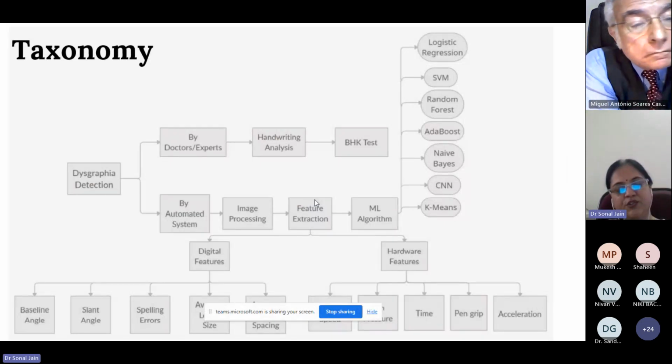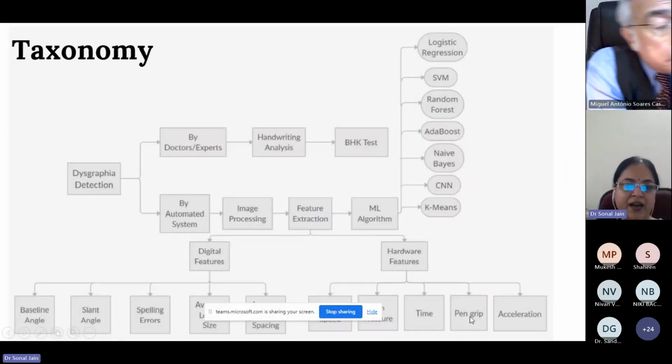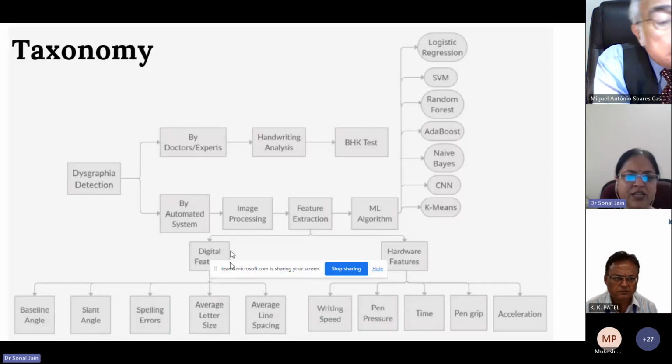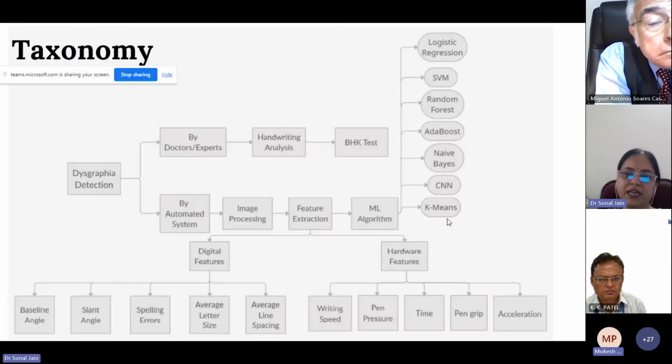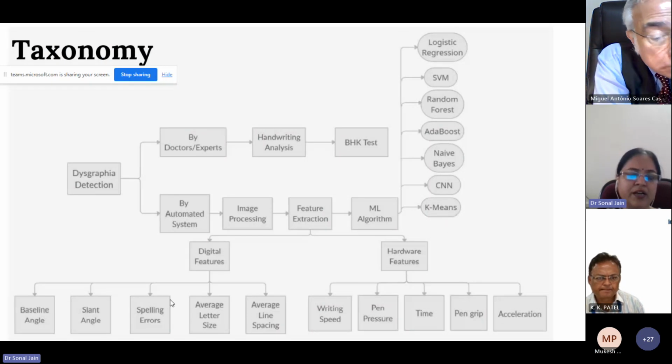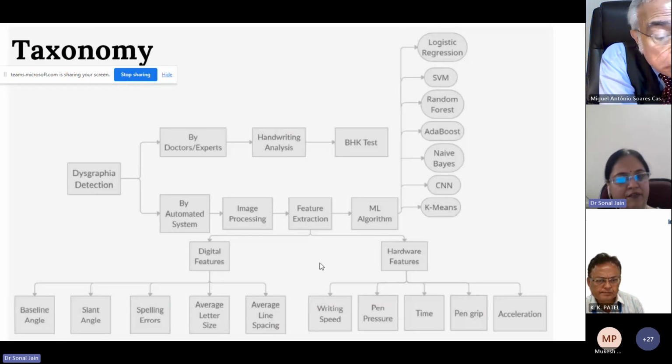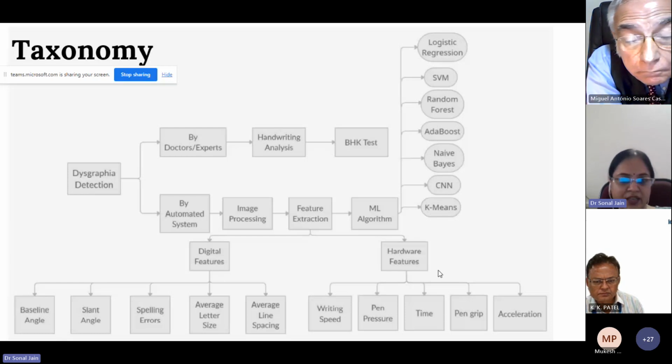This is a taxonomy which is related with the entire work. If you can see, on the right side there are certain traditional algorithms which have been utilized in the literature by various researchers. What is important to us is the digital features and hardware features, on which basis we can identify whether the person is at risk of dysgraphia or not, given a handwritten image.